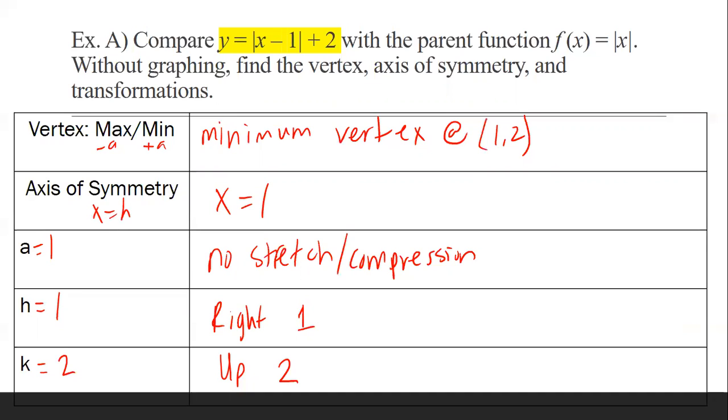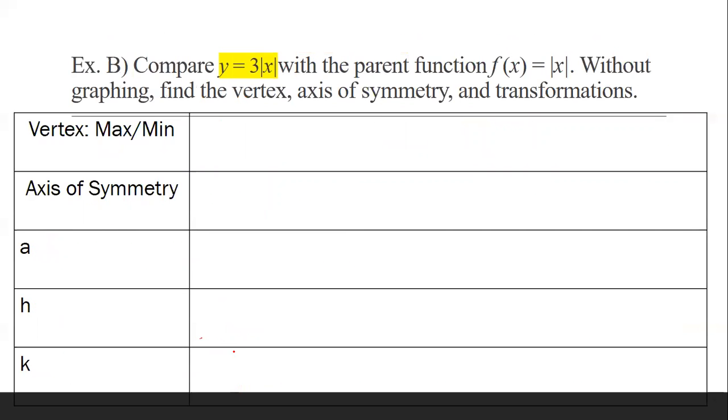How do we feel? Doable? All right, let's try another one. So here we have Y equals 3 absolute value of X. So we're going to identify our A, our H, and our K first. What is our A? 3. What is our H? Is there anything there? When there's nothing being added or subtracted, then they are 0.